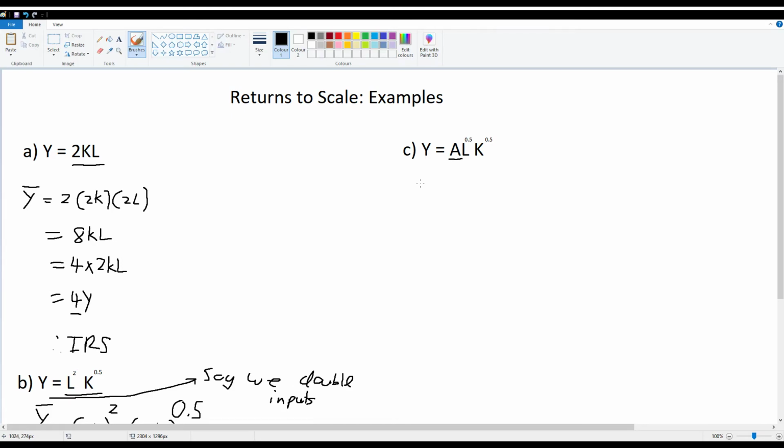So let's say again, same deal. What we're going to notice now is A is not going to be doubled. A is not really an input. A is just exogenously set. Maybe it's technology, maybe it's weather, maybe it's all factors like that, maybe it's TFP. So I'm going to leave A as it is. I'm going to again take 2L to the half, and then I'm going to go 2K to the half.